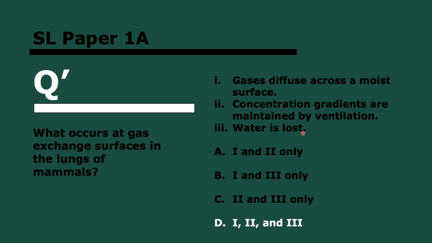But also water is lost. That's because, remember, the alveoli has a moist surface, and when it encounters the dry air from outside, there's a natural loss of water. That's why on really, really cold days, when you breathe out, you can see your breath. That's that water being lost. All right.